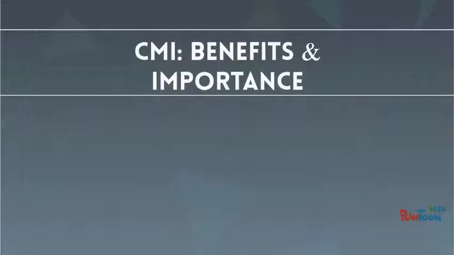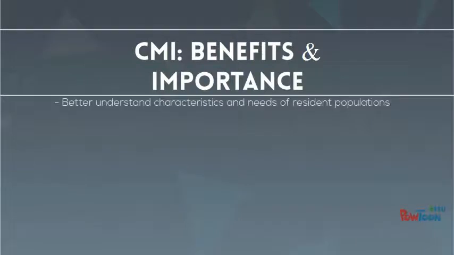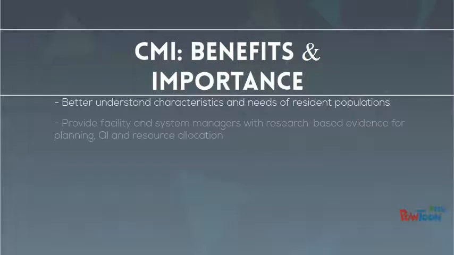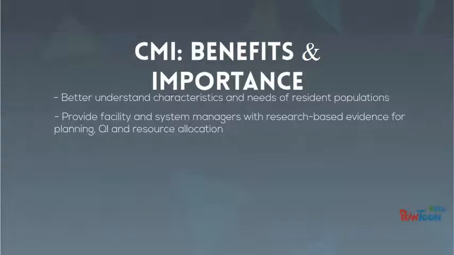So why are RUG3s and CMIs important? Well, they're used to better understand characteristics and needs of resident populations. Also, RUG3 and CMI values can provide facility and system managers with research-based evidence for planning, quality improvement, and resource allocation. The CMI reveals how sick the patients are.